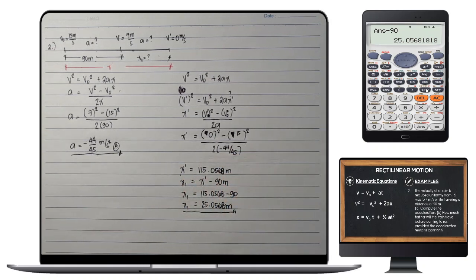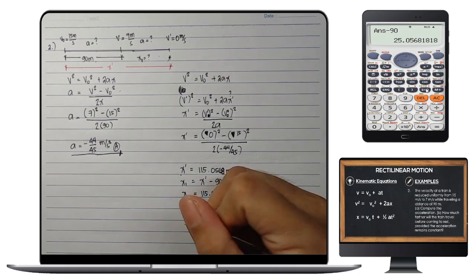How much farther? Meaning to say, after reaching the 90 meter mark, the train will continue to run for another 25.0568 meters before coming to rest. Or all in all, the train will travel 115.0568 meters. Okay? So let's have another solution.